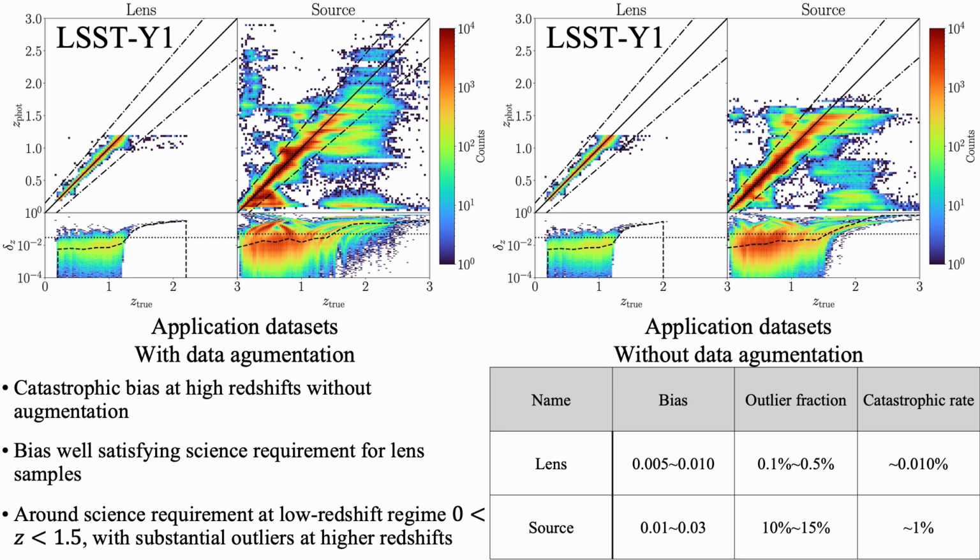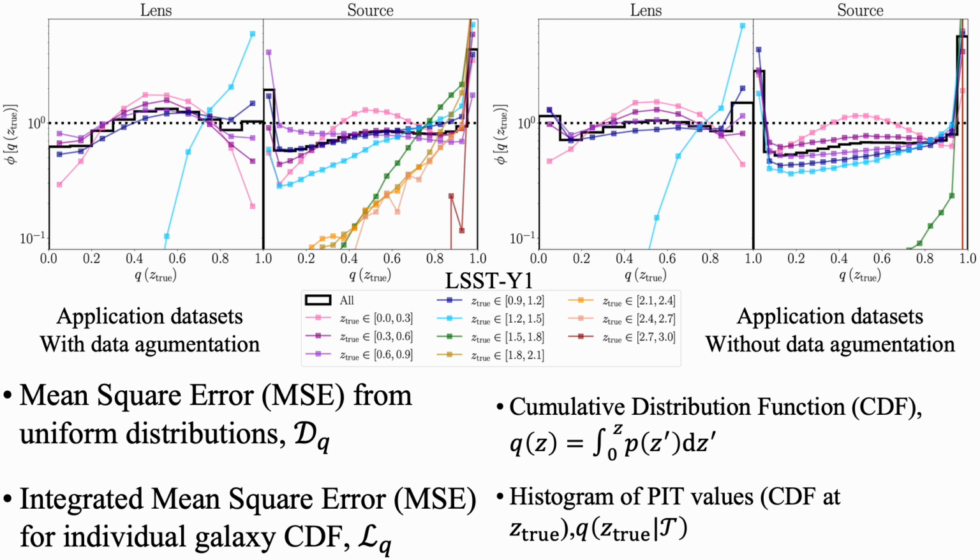In addition to point estimates, we also assess the performance of the conditional density modeling. Shown here are histograms of the probability integral transform (PIT) values, which are the CDF quantiles evaluated at the true redshifts. For an ideal conditional density model, these histograms should be uniform.